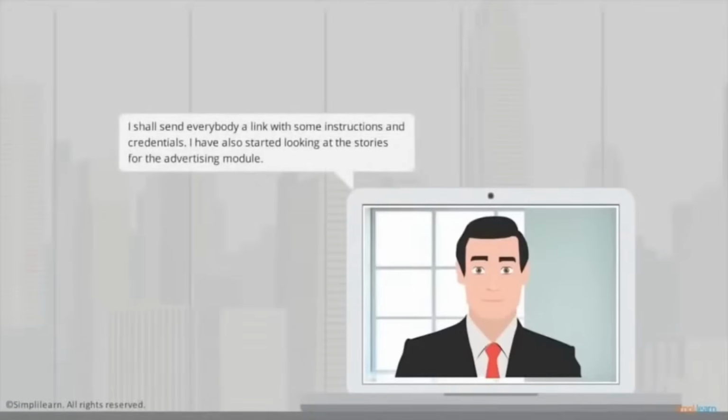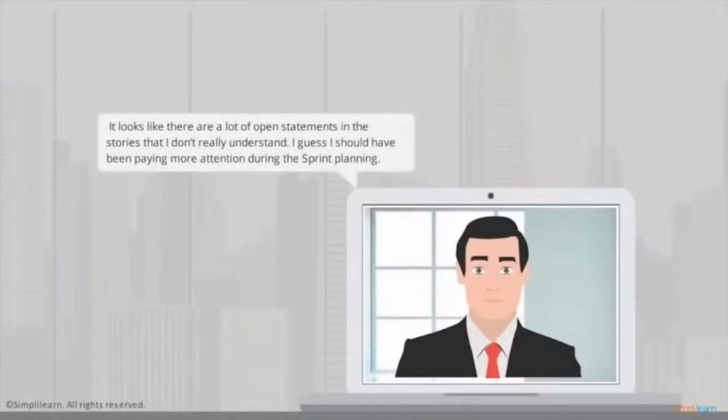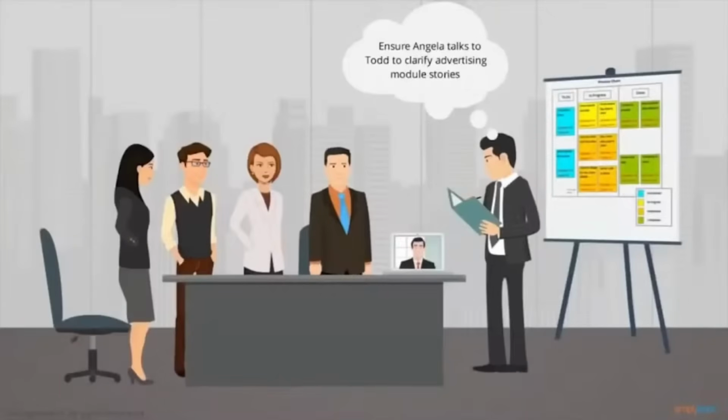I have also started looking at the stories for the advertising module. It looks like there are a lot of open statements in the stories that I don't really understand. I guess I should have been paying more attention during the sprint planning. I really need to have a conversation with Angela about this. That is my main impediment right now. I sent her an email but haven't received a response yet.